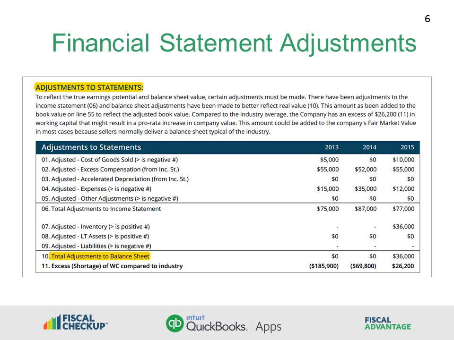The table continues listing the adjustments to the balance sheet. If the assets have been written down with accelerated depreciation, then the balance sheet must be adjusted to reflect the current value of the assets. This table concludes by calculating the excess or shortage of working capital in the business compared to their industry. As you can see on line 11, this company was short on working capital in 2013 and 2014, but in 2015, they now have more working capital than is customary in their industry.